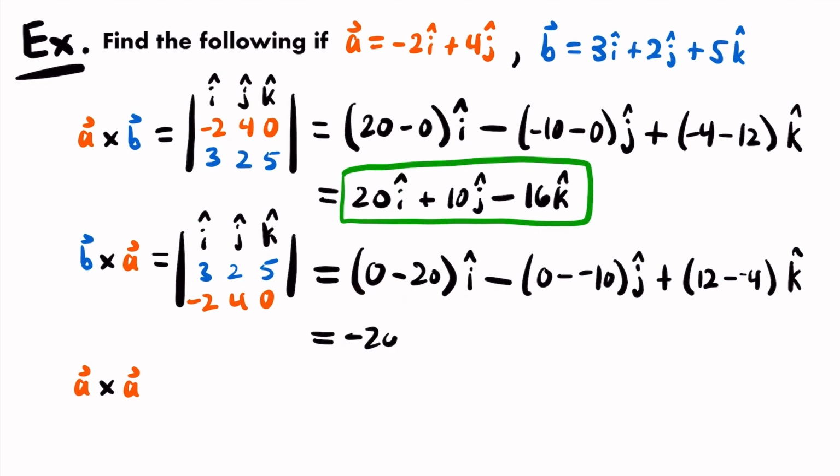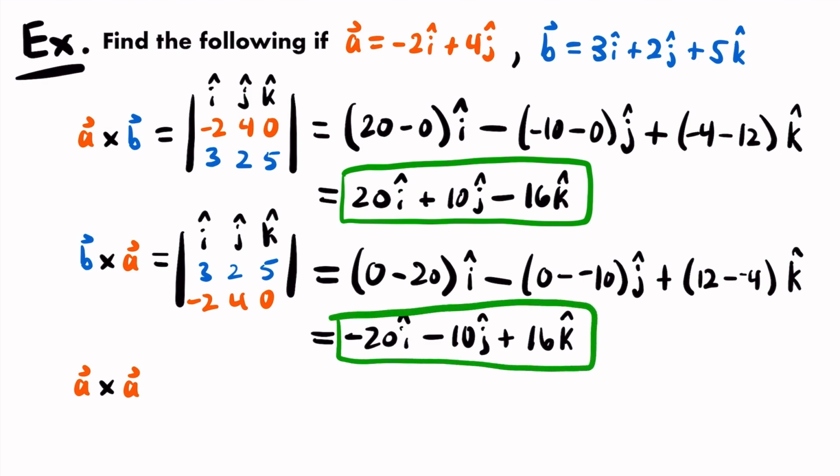That will be negative 20i, and then we're subtracting 0 minus negative 10 times j. 0 minus negative 10 will be the same as 0 plus 10. So we have positive 10j, but then we're subtracting it, so we have minus 10j, and then we're adding that to 12 minus negative 4k. 12 minus negative 4 is the same as 12 plus 4, and 12 plus 4 is 16, so we'll have 16k. And that right there is the vector that results from the cross product of vector B and vector A.